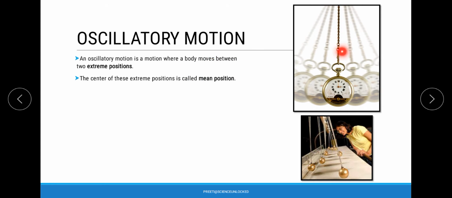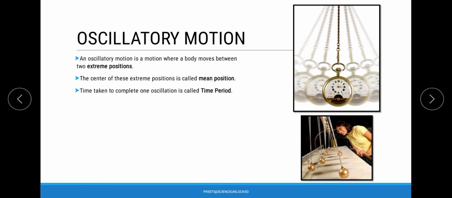If we talk about this pendulum, this is the central position which is called the mean position, and the extreme left position and extreme right position are the two extreme positions that we are mentioning here. Oscillatory motion is something which moves between two extreme positions. When one oscillation is completed, that particular time duration is known as the time period. That means how much time it takes altogether to complete one oscillation is known as the time period.